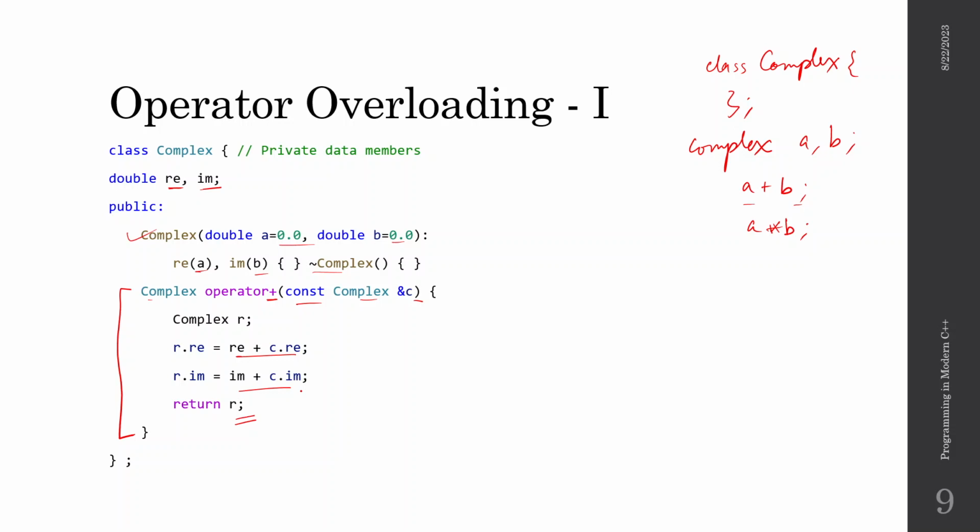After we have defined this operation, somewhere else in our code it is possible for us to write this shorthand as a plus b, and it will work as intended. Similarly, if we had overloaded the star operator, then we can also do a into b.